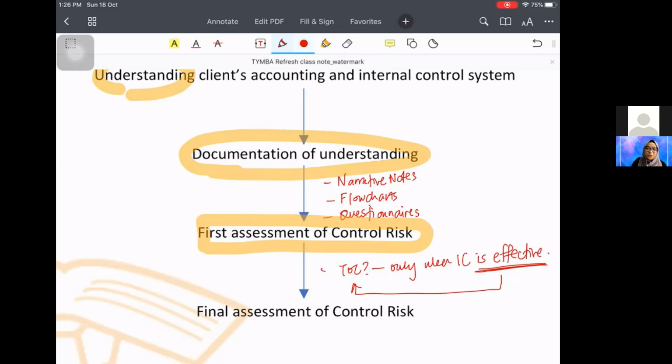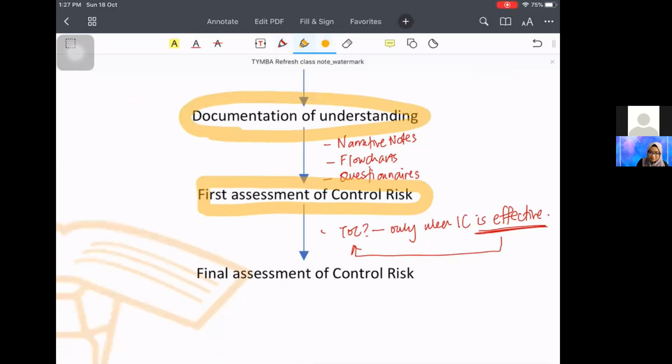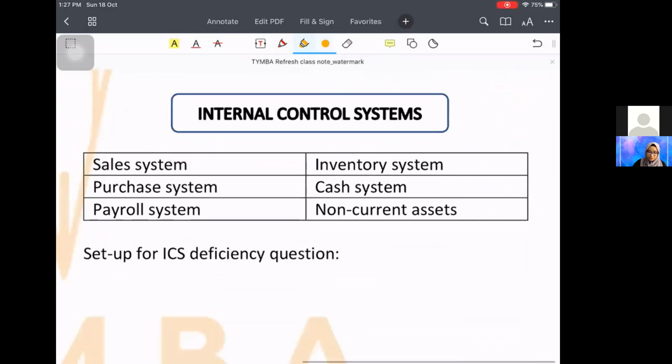The name itself is test of control, right? So you want to test something that is effective. You want to see whether it is effective or not effective. If you test something that is confirmed not effective, then it doesn't function. Okay. And then you have your final assessment of control risk. Okay. Right. So moving on.